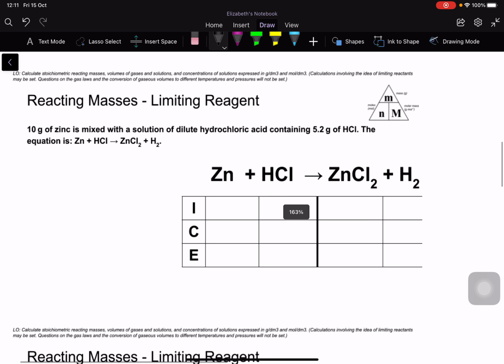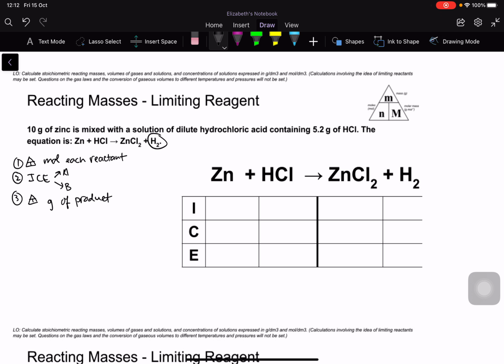This is reacting masses with a limiting reagent using the ICE table. The overall structure of how to solve this problem is to use the triangle to figure out the moles of each reactant, use the ICE table with situation A and situation B, and then use the triangle to figure out the grams of my product. We're going to pretend we're trying to find the mass of H2. It doesn't specify it here, but I'm going to specify it right now. So let's do the first step.